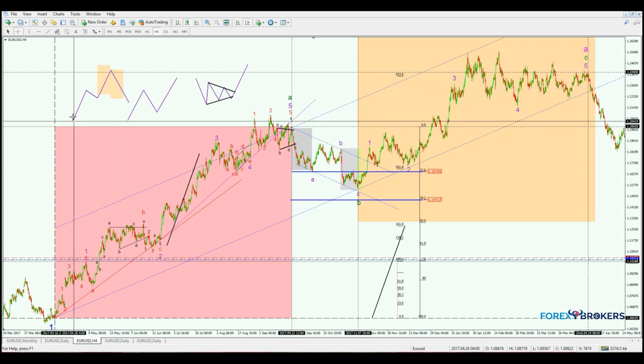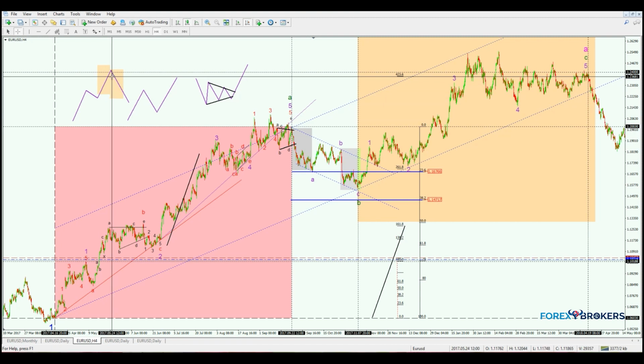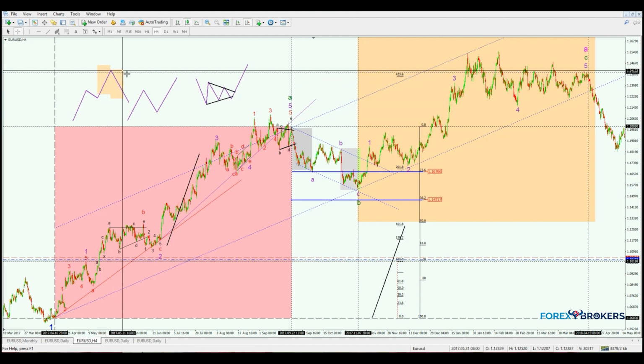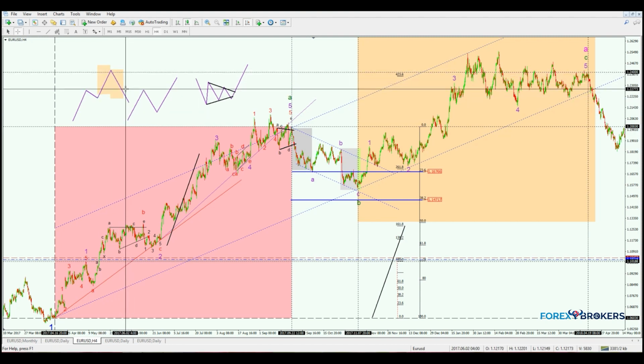No. It implies that this zigzag here is part of a complex correction, and what we've seen here to the downside is either an intervening X wave or part of an intervening X wave. We'll cover the X waves later. So let's say that this is the condition for the zigzag to be a simple correction. Now let's look here.